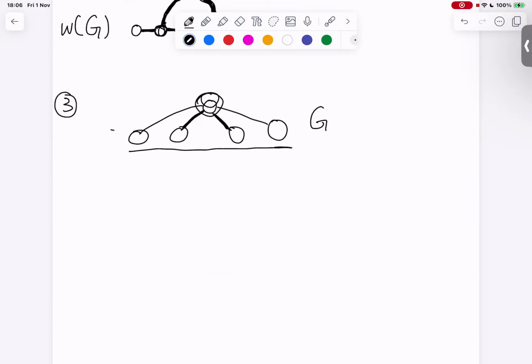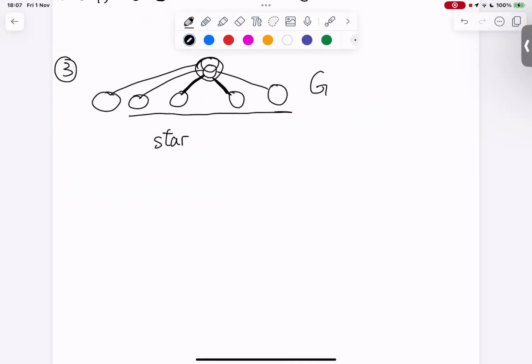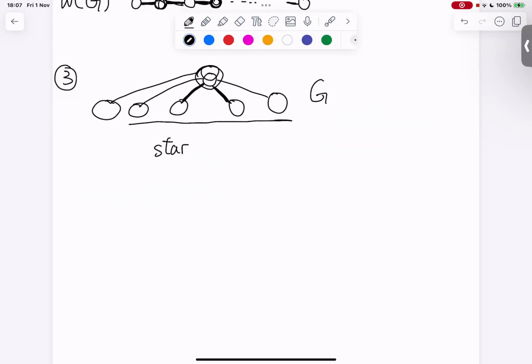So when a graph has only one layer for n vertices, it actually has the smallest value of winner index, and this is a star graph. So when the tree is a star, we have the smallest value of winner index. Let's calculate the winner index of a star. For every pair of leaf vertices, we have a distance of 2. And for every leaf and root vertex pair, we have a distance of 1. So let's calculate that.